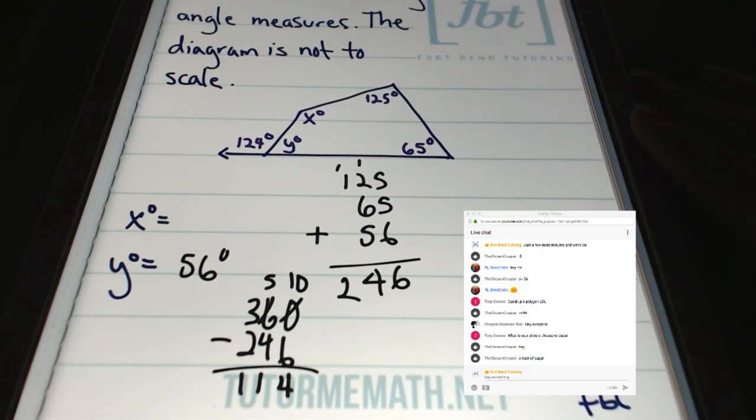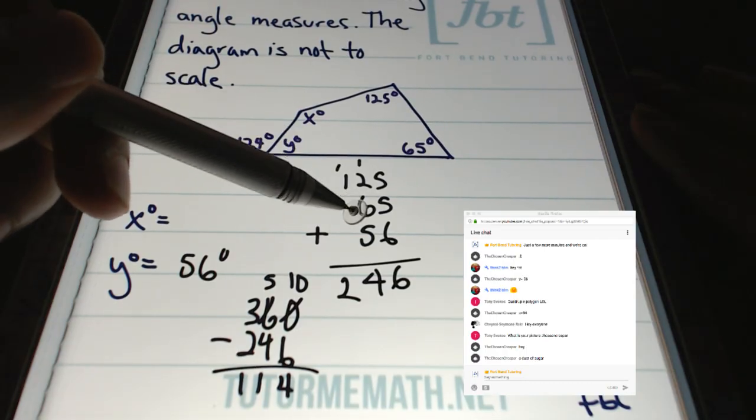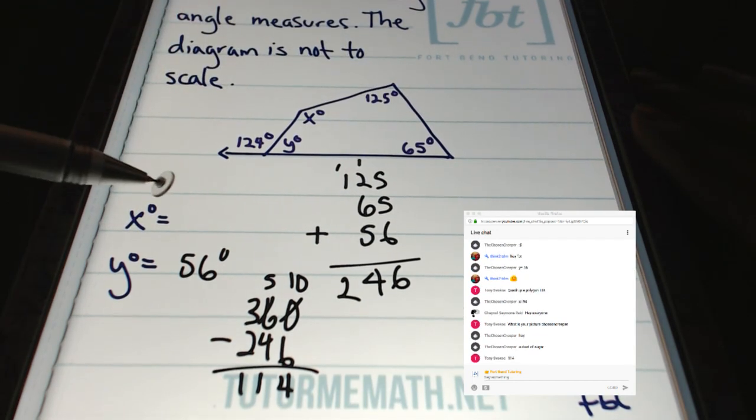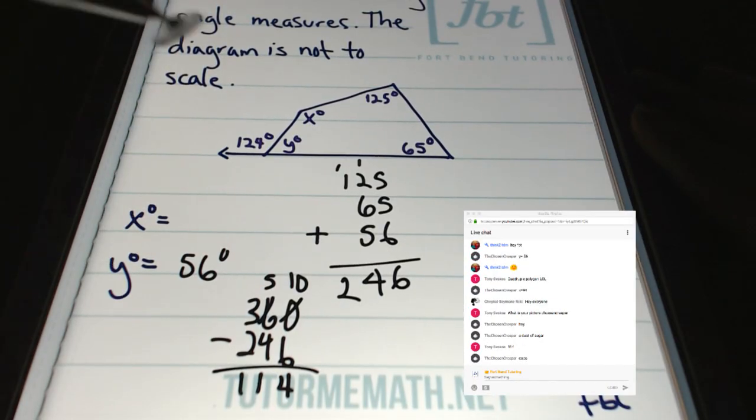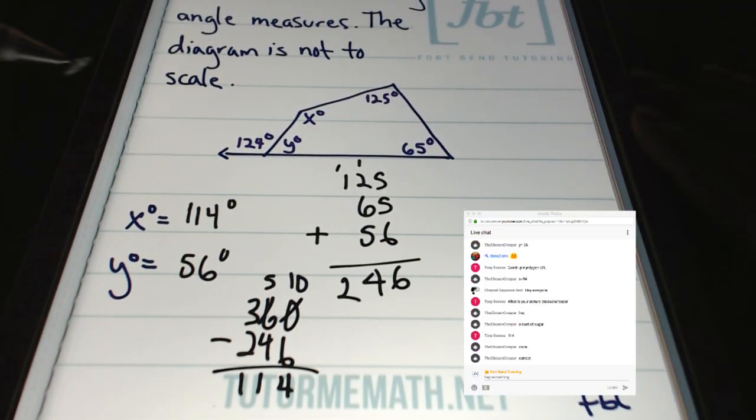Is that correct, guys? Chosen Creeper, talk to me. Is this the correct measurement here? If we're adding the 125 degrees, the 65 degrees, and the 56 degrees, the angles that we already know from our diagram, that gives us the 246 degrees that we must subtract from the 360 degrees, the total amount that we had for the interior angle measurements of our quadrilateral. So we should end up with 114 degrees for our value of x, and done.